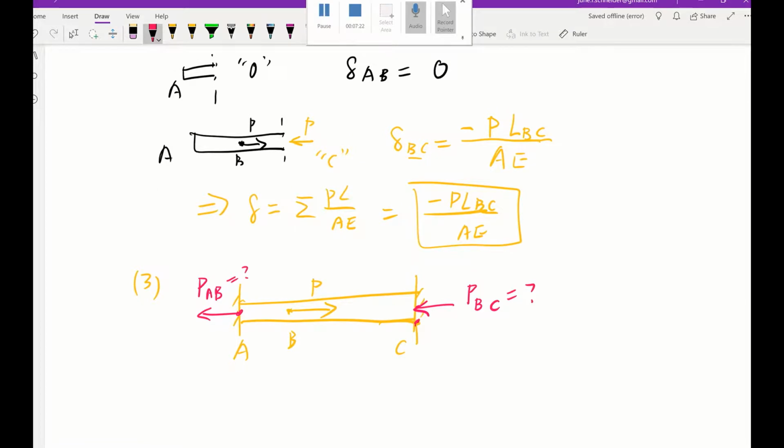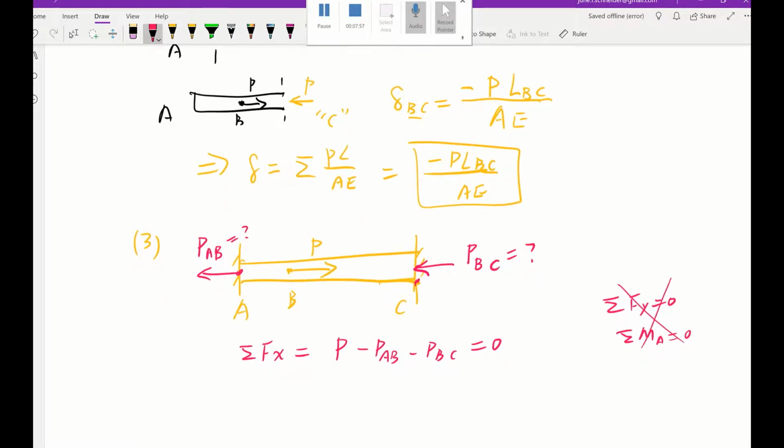So using our static concept, we're going to write down forces in the X direction because that's what we have. So the force in the X direction, we have P, and to the left, we have PAB, and minus PBC, that equals 0. And the force in Y doesn't give us anything, right? There's no force in Y. How about if we do moment about anything? They go across, it's at the same line. That does not help you with anything. So we only have this one equation.